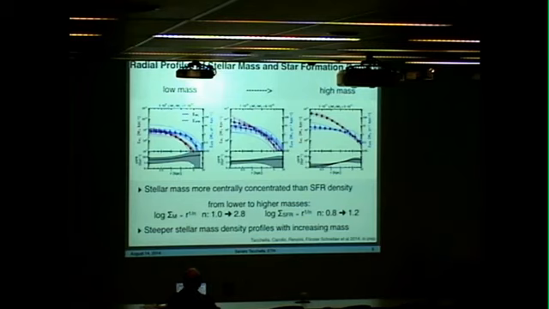rate profiles. We can quantify this by fitting a simple Sersic law to these profiles, and we find that the Sersic index varies from about 1 to 2.8 for the stellar mass profiles, from lower to higher masses, and we find a Sersic index from 0.8 to 1.2 for the star formation rate density profiles. So you can see indeed that the stellar mass profiles are steeper, and they are especially steeper when you go to the higher mass galaxies.